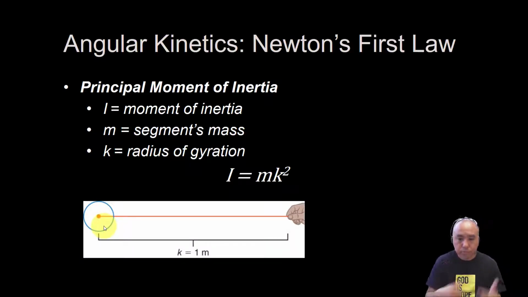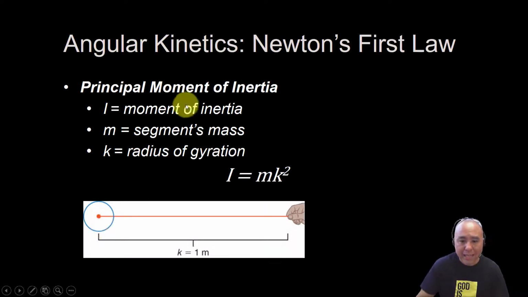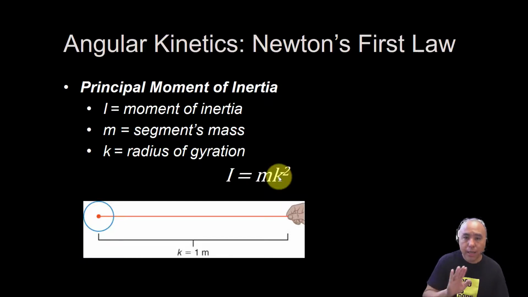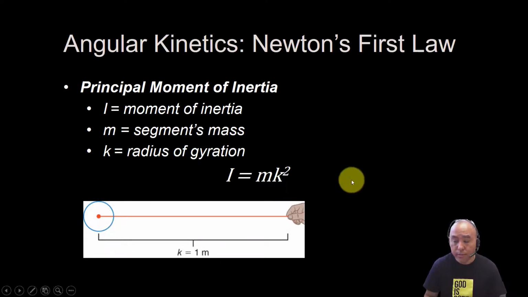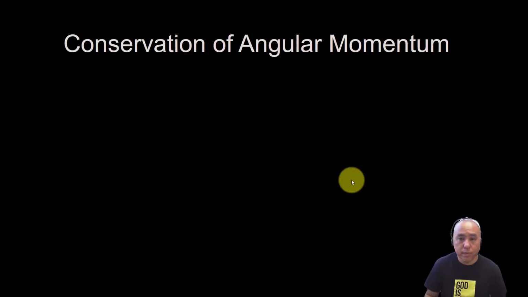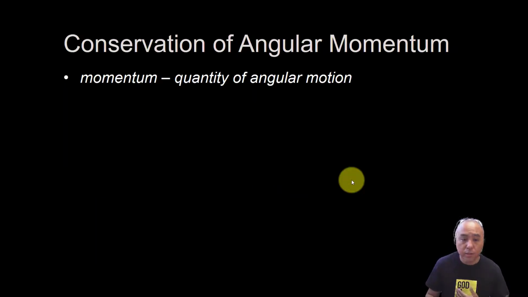The way you can interpret this moment of inertia is that it's dependent on both mass as well as position, the distribution of mass. This is very important, because in linear motion, mass is pretty much constant, right? And so the acceleration would only be dependent on the net force being applied. In angular motion, it depends not only on mass but on the distribution of mass. And this leads me to the conservation of angular momentum, which is an extension of Newton's first law.